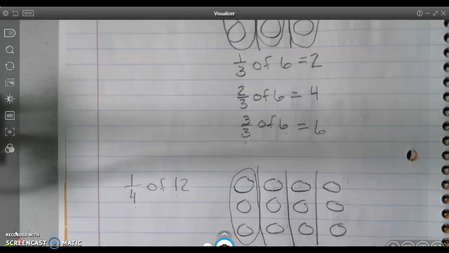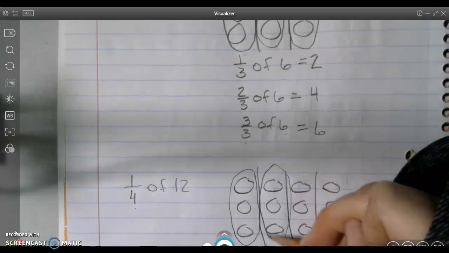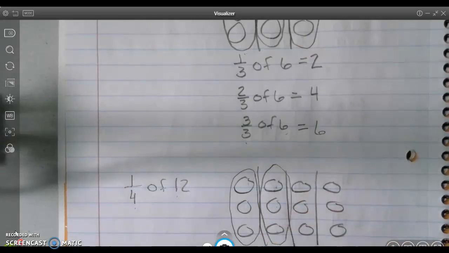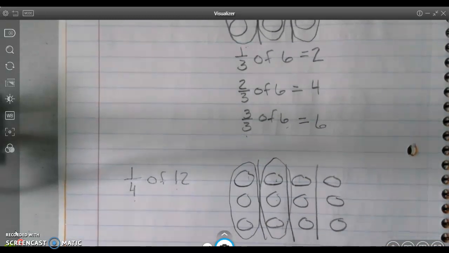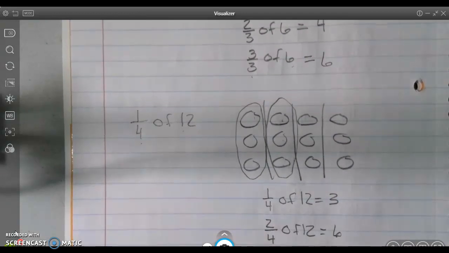But if I said 2/4, which is the same as half, what's half of 12? 1, 2, 3, 4, 5, 6. 6 is half of 12. And so on. So today, oh sorry, you couldn't even see that. I'm so sorry. I'm learning too.